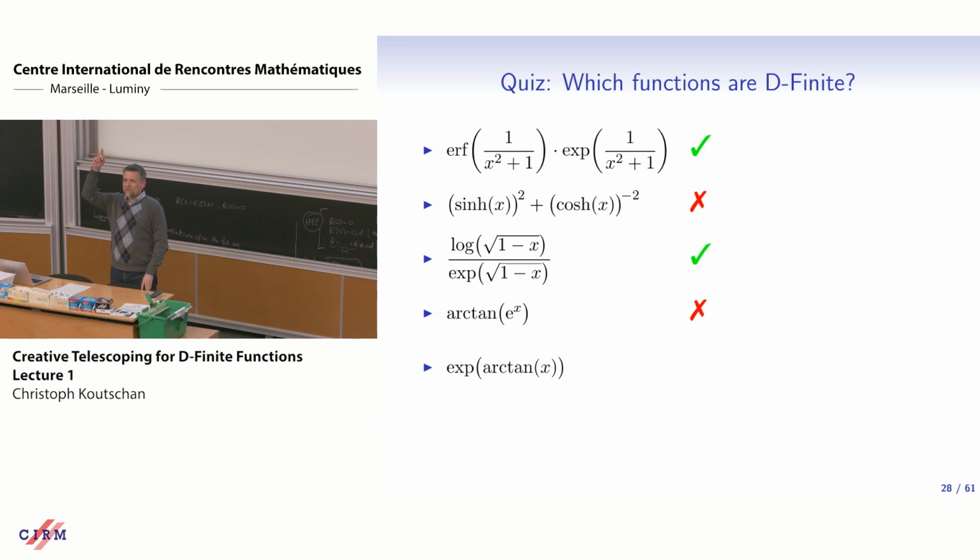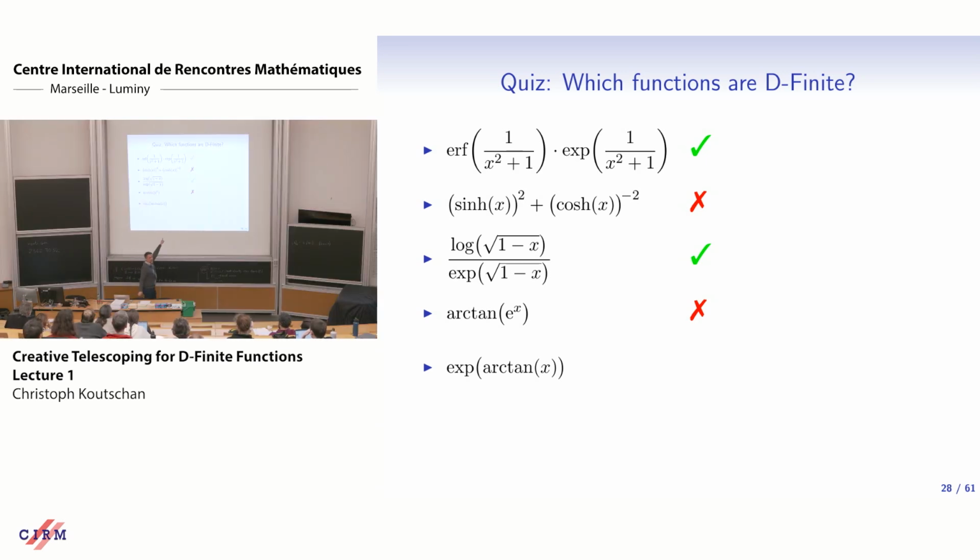Who thinks this is D-finite? Okay, 5. Who thinks this is not D-finite? I don't know. Nobody dares, except Arlene. Here, you could argue arctangent is not algebraic, so we would expect that this is not good. But actually here it is good because the derivative of arctangent is a rational function.